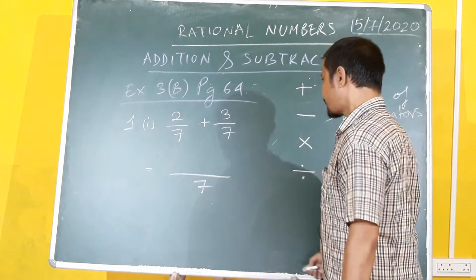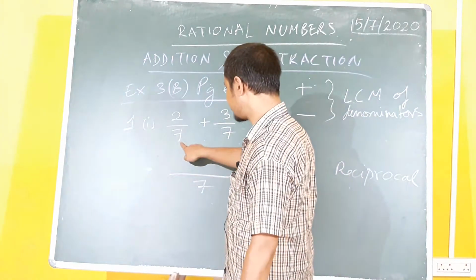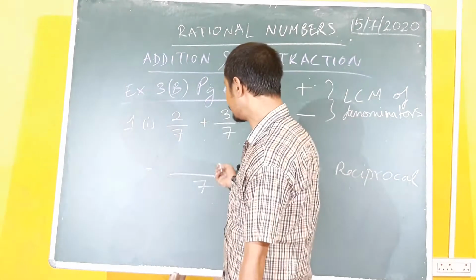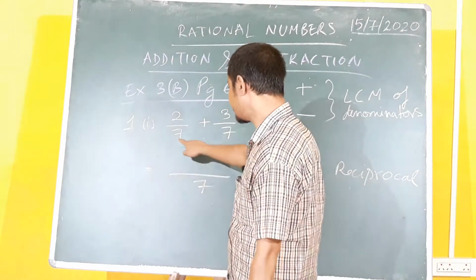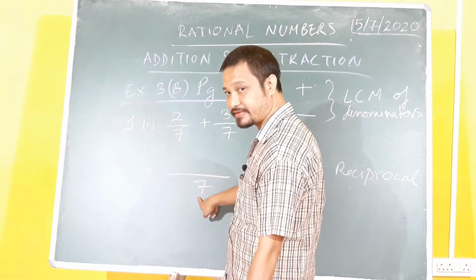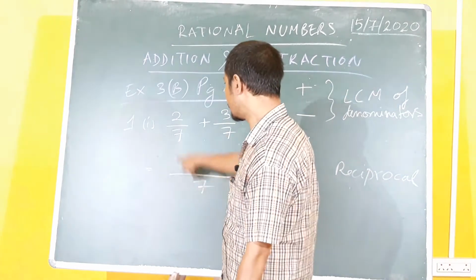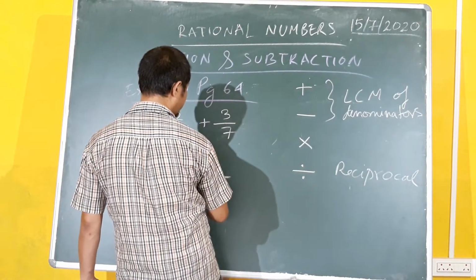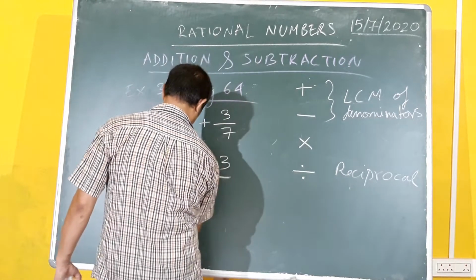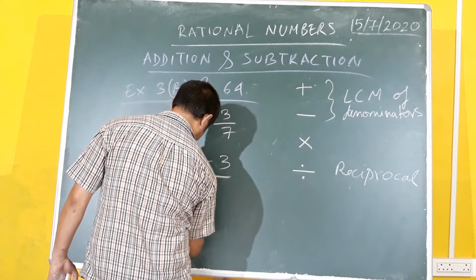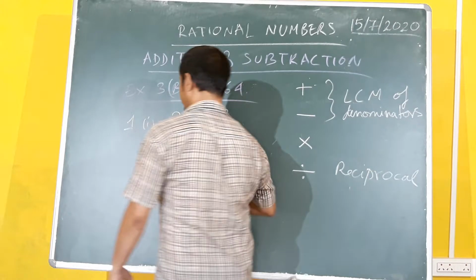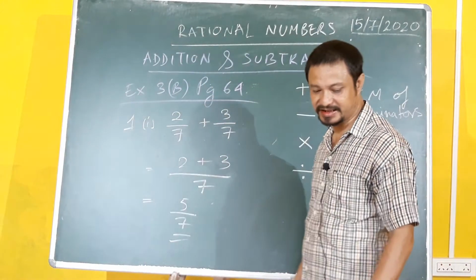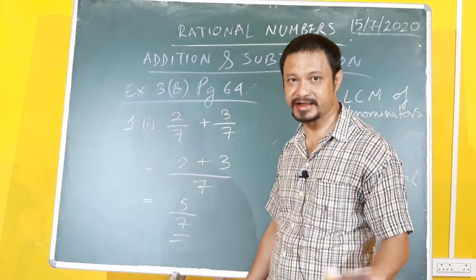Okay, and after that, how do we compute? What do you need to do with the two numerators? 7 1s are 7, 1 2s are 2, plus again 7 1s are 7, 1 3s are 3. So 3 plus 2 is 5 upon 7. This is how you do it. Understood? It's very simple. There's no rocket science.